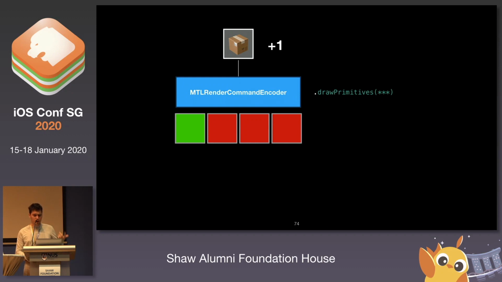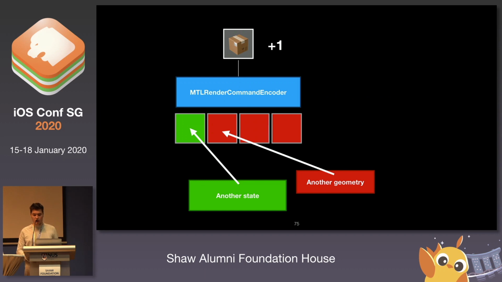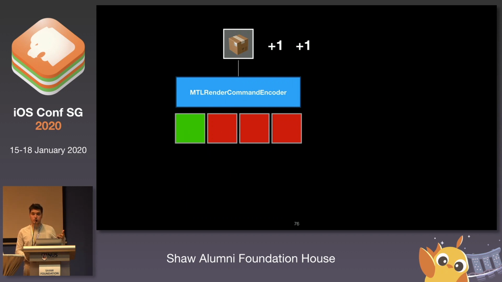So you can proceed to creating more commands. You can assign another state or another geometry, call draw primitives once again, boom, and you'll have another command. Once you're finished filling your buffer with commands, and you can interchange types of commands, you can first encode the rendering command, then use the blit command, and then compute, interchanging them the way you want, you have to call end encoding on the encoder to indicate that you are done filling this package. Until you do it, you cannot submit the command buffer.